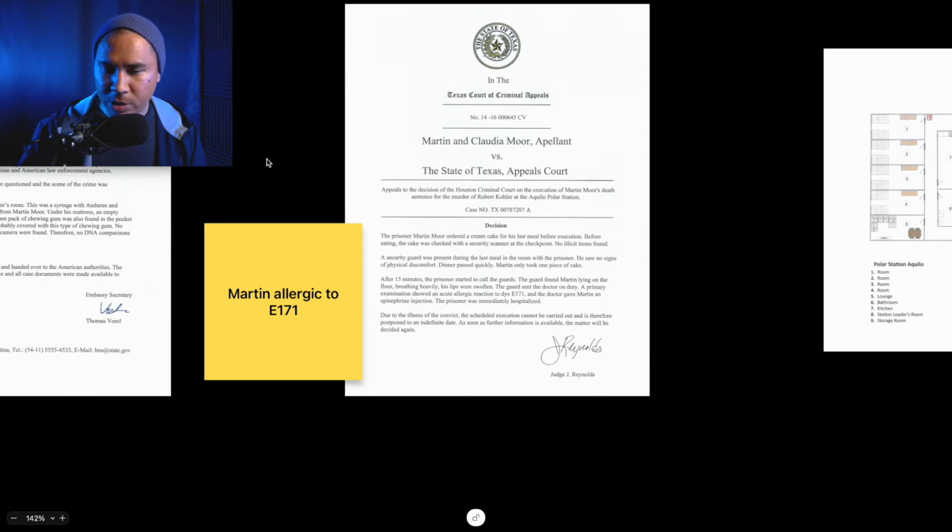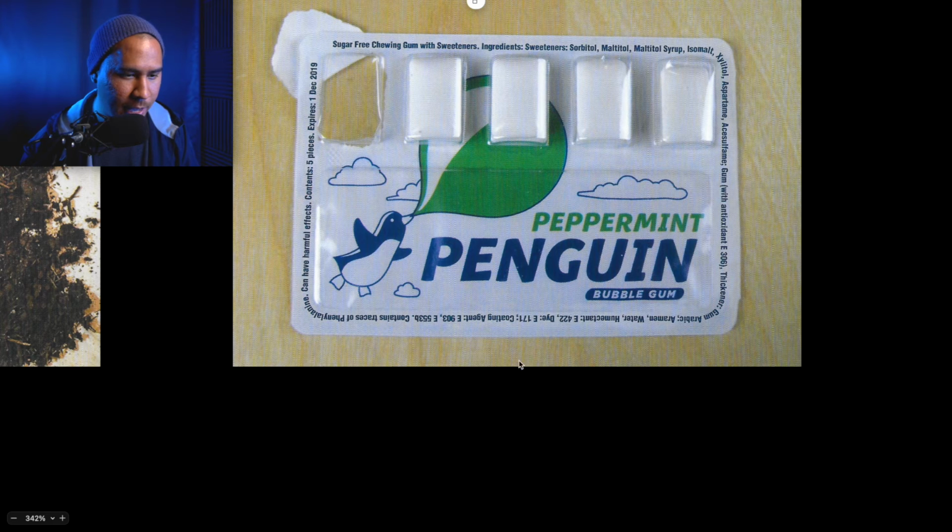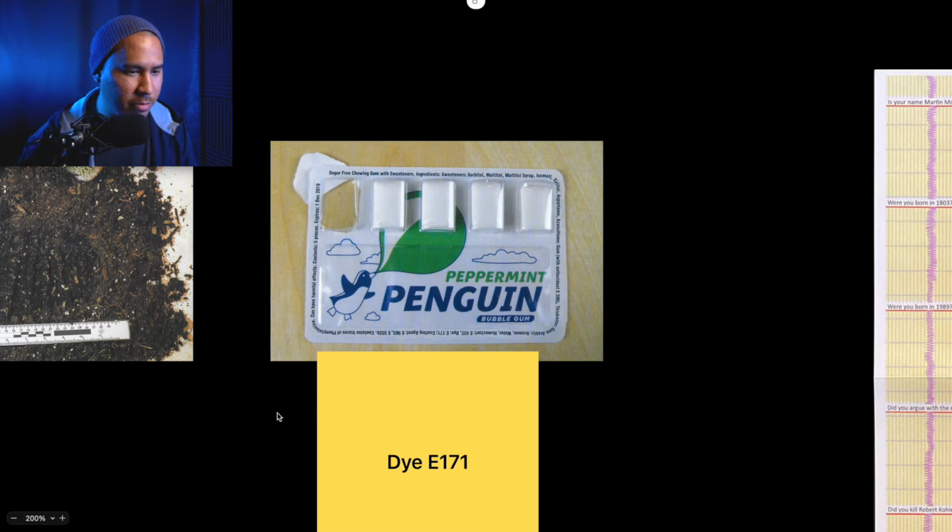So I am going to check out this picture with the gum really quick. And it does have dye E171. It's upside down, but you guys can see it right here. So we definitely know that Martin did not chew this piece of gum. Otherwise, he would have had an allergic reaction. So he did not use it to cover a camera.